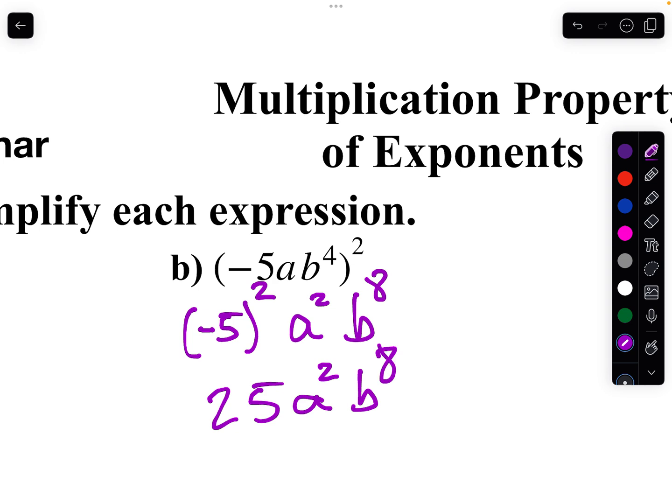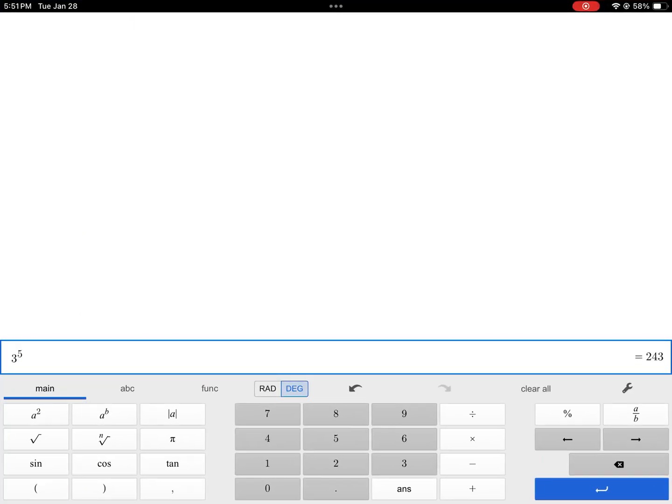Here's one thing I want you to notice. If I take negative 5 and I square that, notice I get 25. If I don't put it in parentheses, I get negative 25. Why is that?